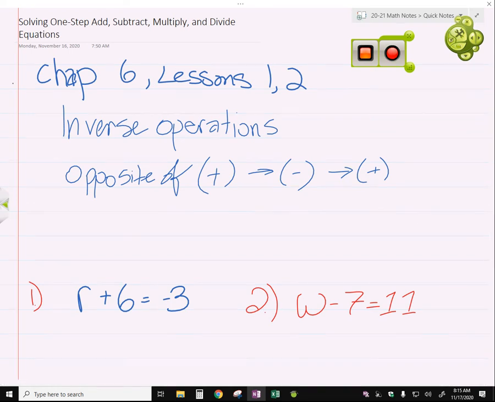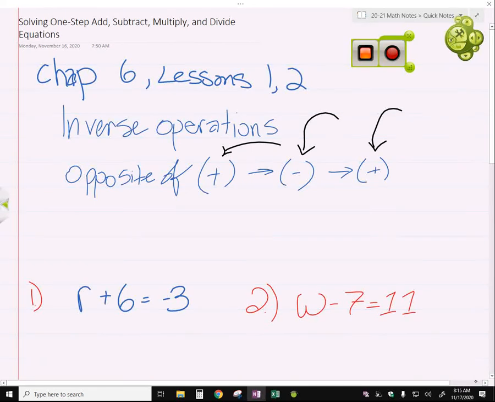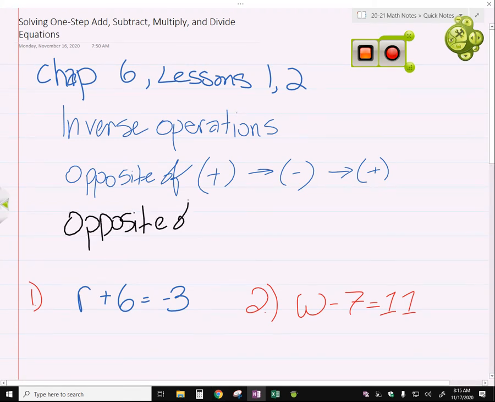This is addition, this is subtraction, and this is addition. I have them in parentheses so you guys can see them better, so you don't think that I'm drawing plus arrow minus arrow plus. It's actually that I was talking about them. And how about this? What's the opposite of multiplication?